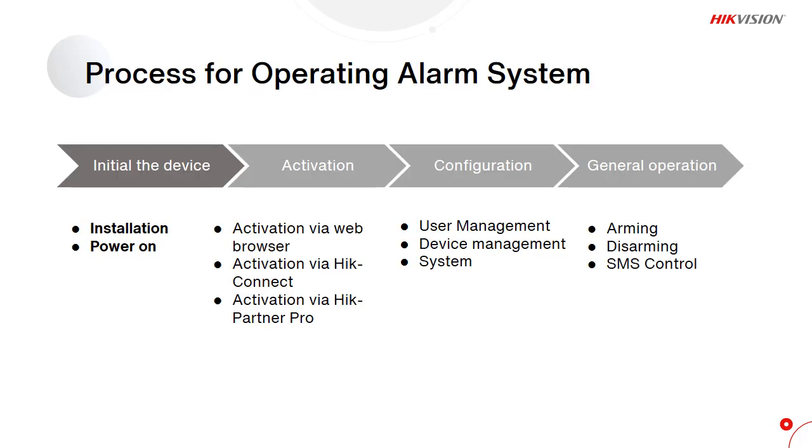First of all, let's check the process of alarm system operations. We should start with initialize the devices, that includes installation, wiring and power on. Secondly, it is activation via web browser, HEEC Connect or HEEC Partner Pro. Thirdly, it is to configure the system including user management, device management and system configuration.